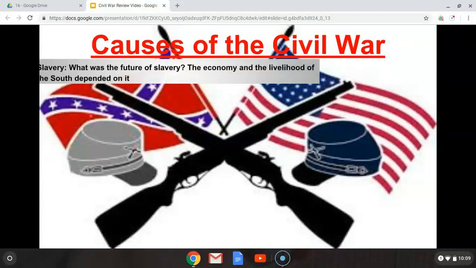Well, first cause, slavery. What was the future of slavery? The economy and the livelihood of the South depended on it, so they were going to fight for it, so they did. They went to war for it. So slavery is going to be the number one issue on the table. I don't care what anybody says. That's what it was fought over. The economy, livelihood of the South depended on slavery, and they wanted to keep it. So that's cause number one.